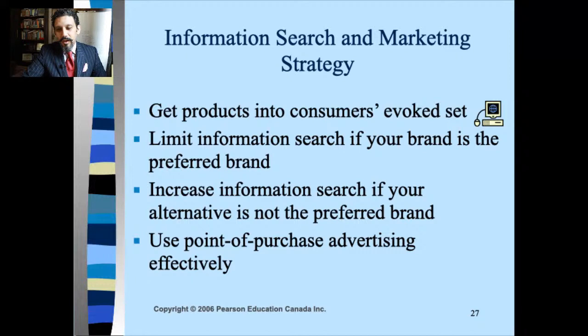And finally, the information search and the marketing strategy. How do these two link with each other? What we want to do as marketers is to get products into customers' evoked set. So we want to get our product into their set of brands that are acceptable. We want to limit information search if your brand is the preferred brand, right? We want to make sure the customer just focuses on our brand and not on other brands. We want to increase information search if your alternative is not the preferred brand. So we want the customer to start thinking about other alternatives, right?